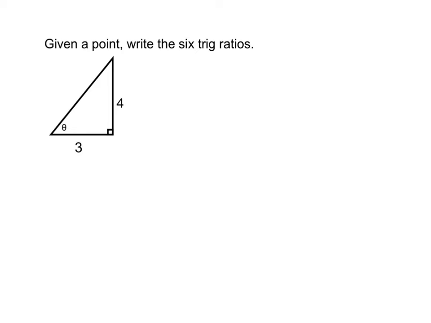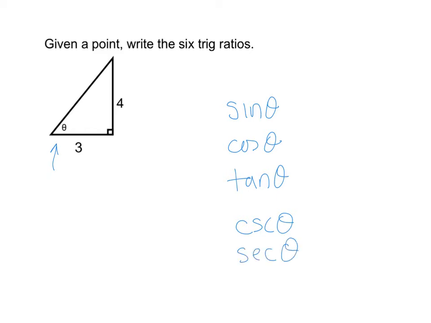So in this example, we're going to depart from the unit circle because the hypotenuse of this triangle is not equal to 1. But I can find it. And I can find the 6 trig ratios for this angle theta, right? The 6 trig functions are sine theta, cosine theta, tangent theta, and then their reciprocals. So we have cosecant theta, secant theta, and cotangent theta. These are all the trig ratios, all 6 of them.